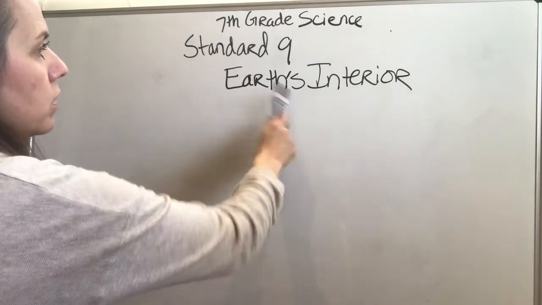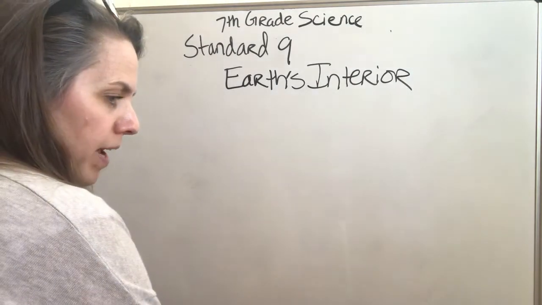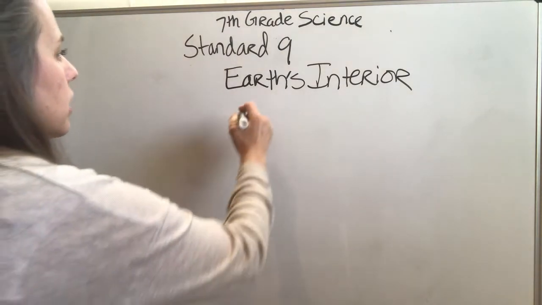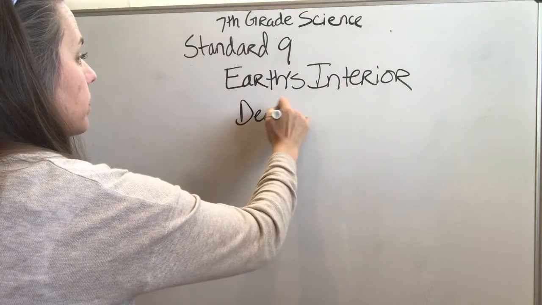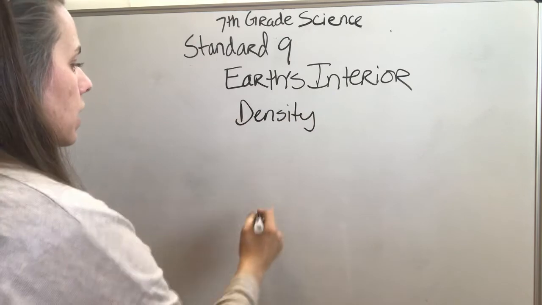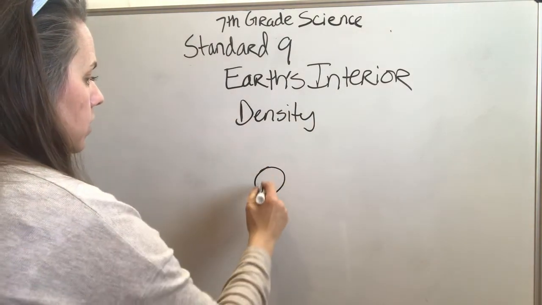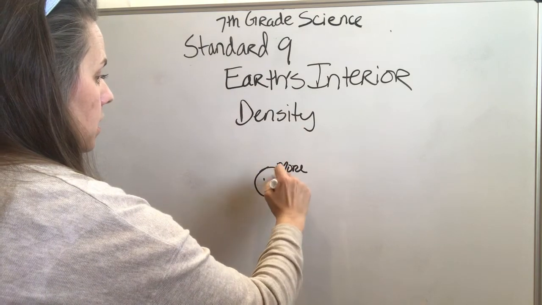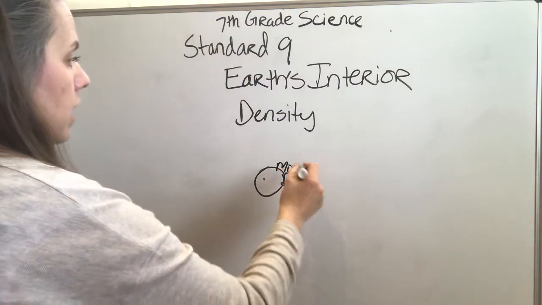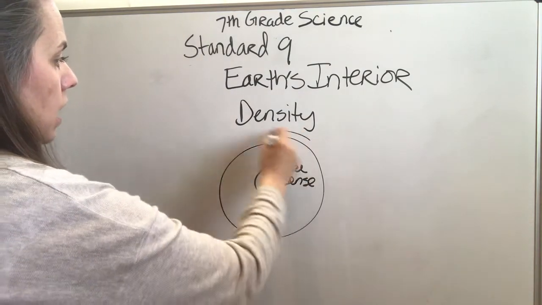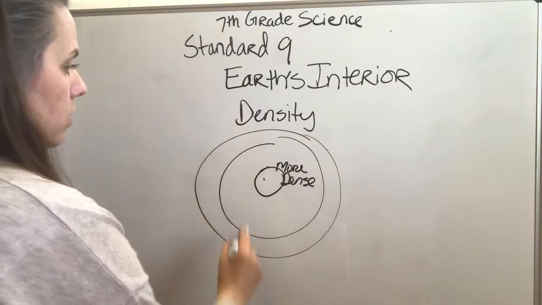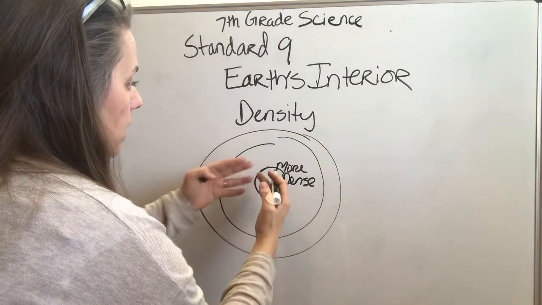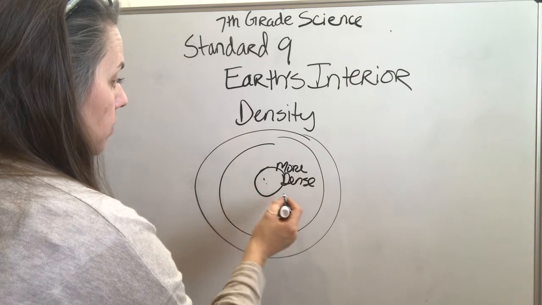Standard 9 was about Earth's interior, and our main concept that we needed to understand was density. That the Earth and all the materials in the core are more dense than the materials outside. So the further inside you get, the more dense it's going to be.